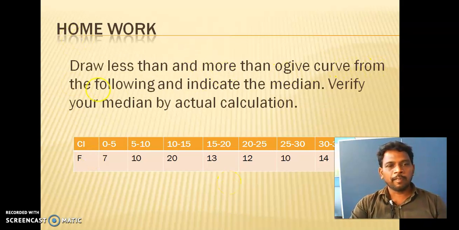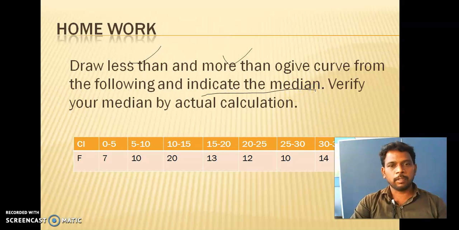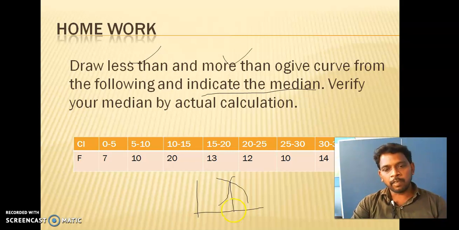Draw less than and more than ogive curve from the following and indicate the median, and verify your median by doing actual calculation also. So here they are asking to draw less than and also more than ogive on the same graph. Okay, and then they are asking to find out the median also, right, as in the video. Okay, so listen here. Let us take this as x-axis and this one y-axis. Suppose your less than ogive will be like this, for example I am saying, and suppose the more than ogive is like this, means they will intersect somewhere. So find out the intersection point and then draw a vertical line directly like this. No need to draw the horizontal line, because what is the purpose of drawing the horizontal line? For finding the intersection point only. But here the two curves are intersecting here, so that will be your intersection point. So from that draw a vertical line to the x-axis, so that will meet the x-axis somewhere. So that particular point is nothing but the median of the data, right?